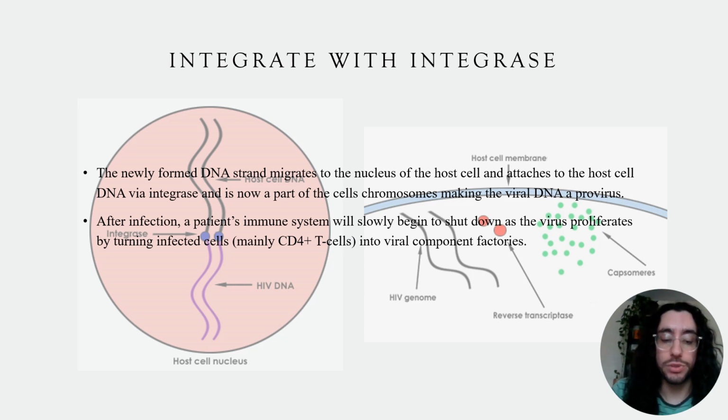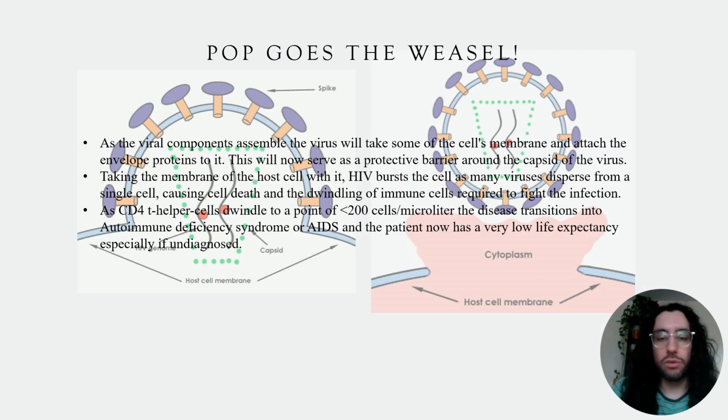either be latent, which means it does not express, or it can express, causing the cells to become a viral component factory. As the viral components assemble just inside the cell membrane, they will take some of that membrane with them as they lyse the cell, causing the CD4 T helper cells to dwindle to a point below 200 cells per microliter, causing the disease to transition into acquired immunodeficiency syndrome, or AIDS.